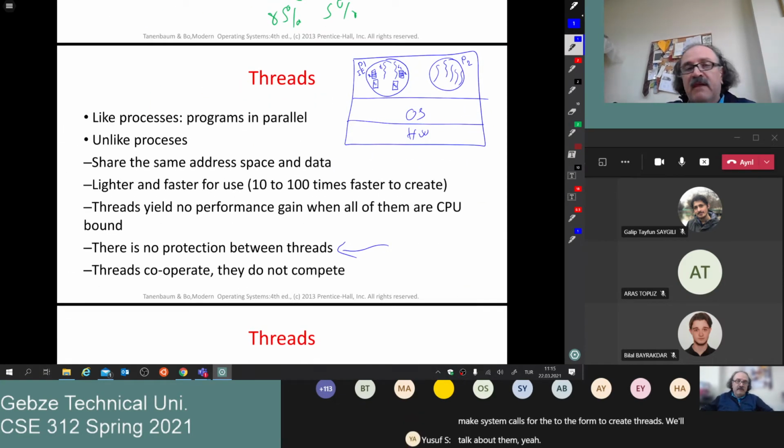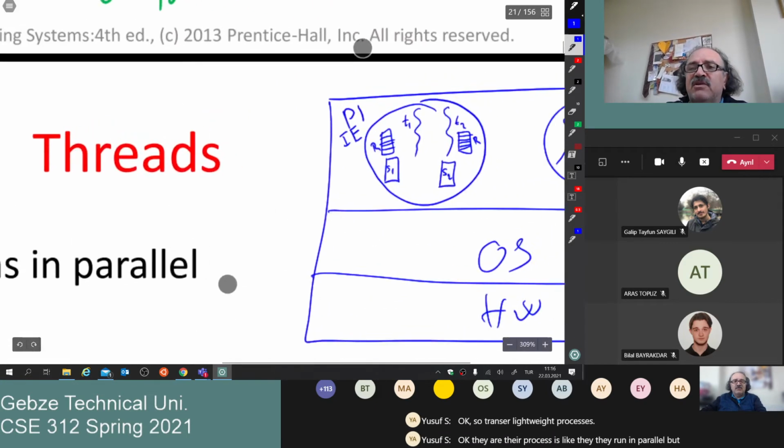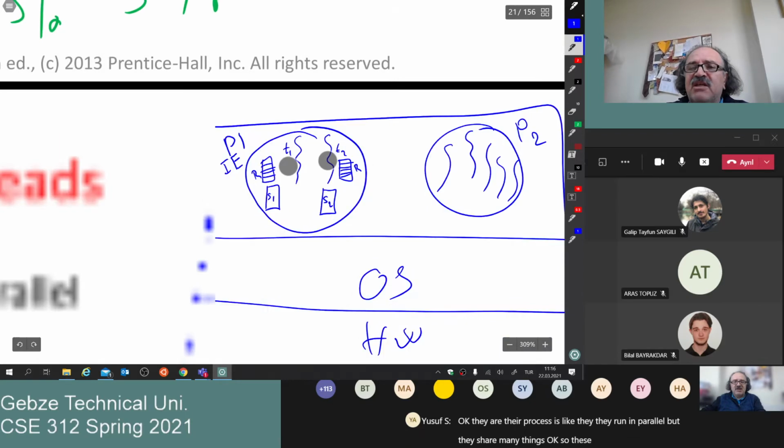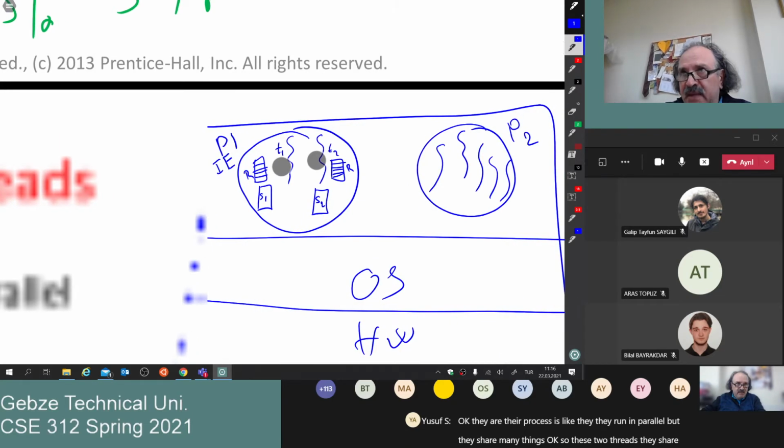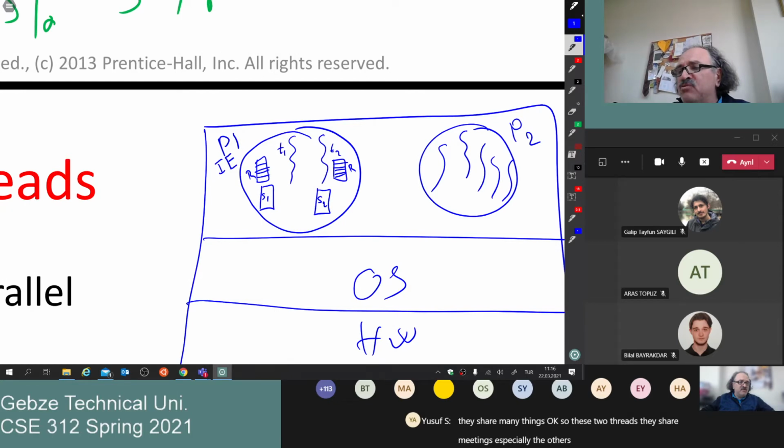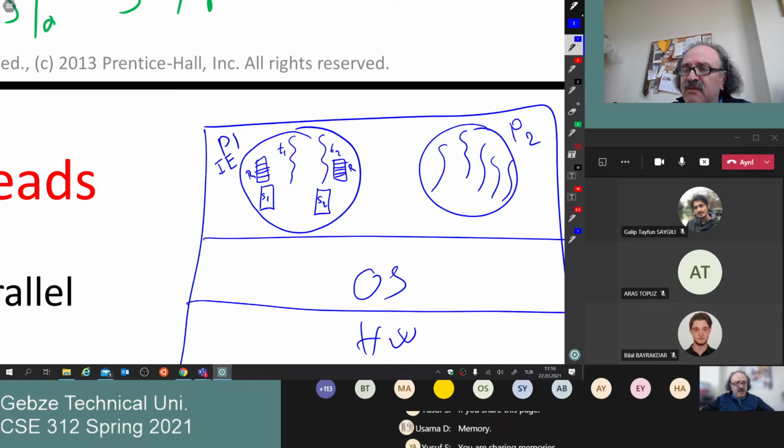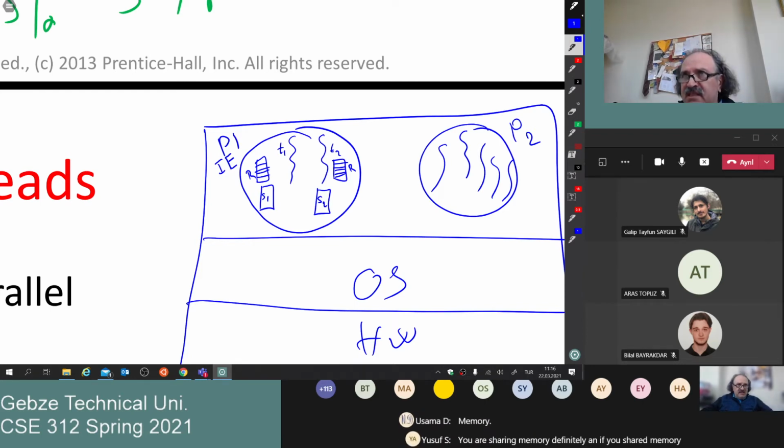Okay, so threads are lightweight processes. They are like processes, they run in parallel, but they share many things. These 2 threads share many things, especially the address space. When you share the address space, what are you sharing in terms of hardware? Memory. You are sharing memory, definitely. And if you share memory, then your cache hits will be very similar. You are sharing the cache.